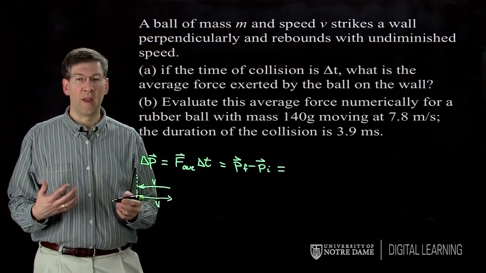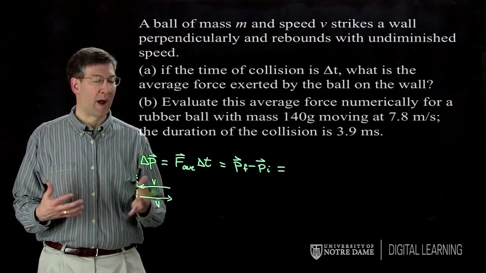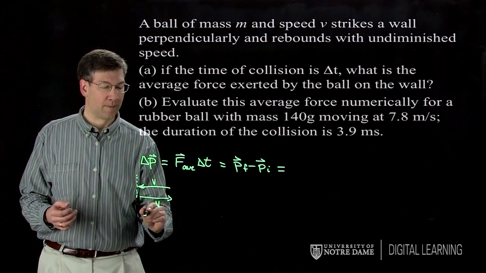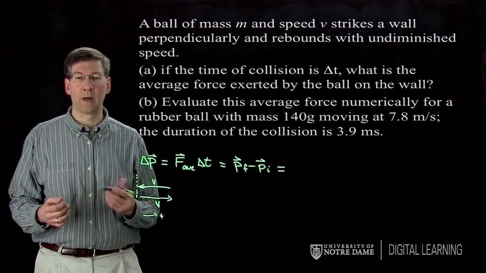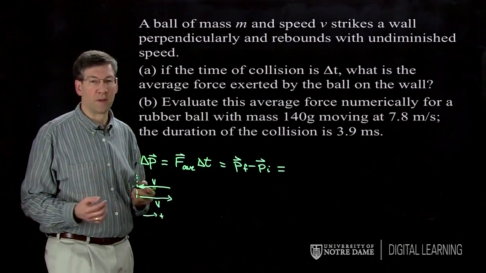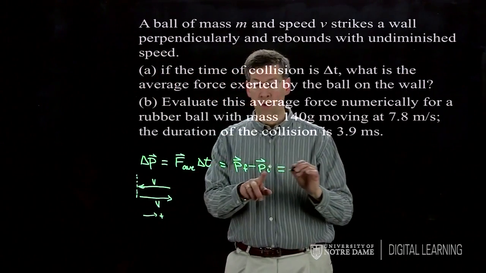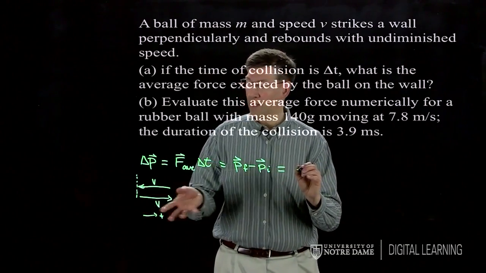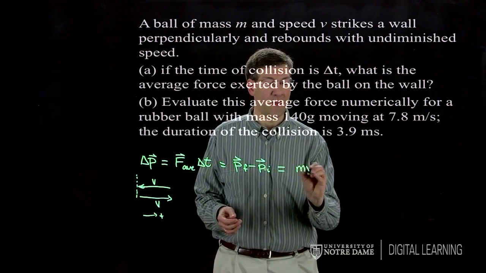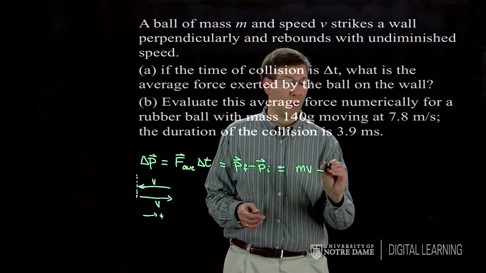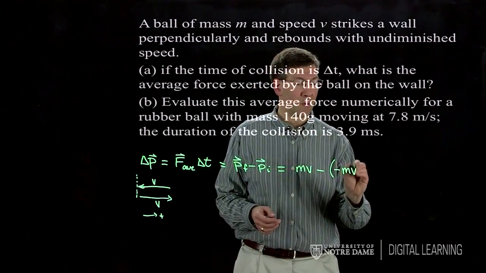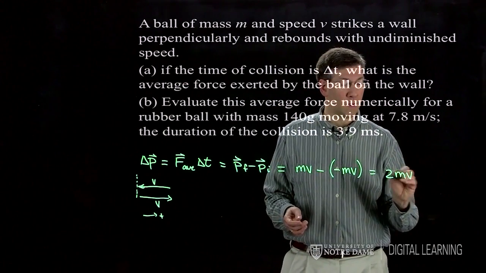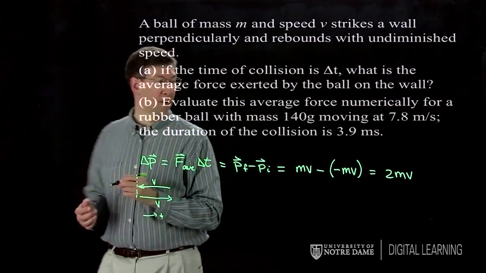And so if I define a coordinate system here, I have to give some positive or negative direction. So let's call the rebound direction positive so that I can really take into account the fact that the velocity has changed signs. So that would mean that my original momentum is negative because my original velocity would be negative. And so the final momentum would be positive. So I would have mv, which would be my final momentum, minus a minus mv, which is my original momentum. And so the change in momentum is twice the absolute magnitude of the momentum during the collision.